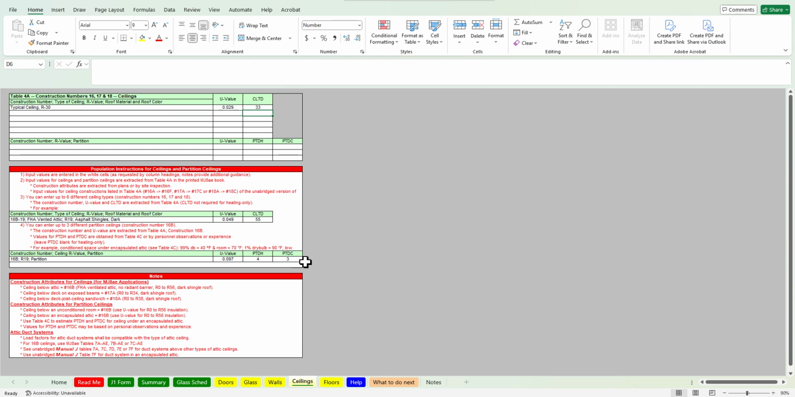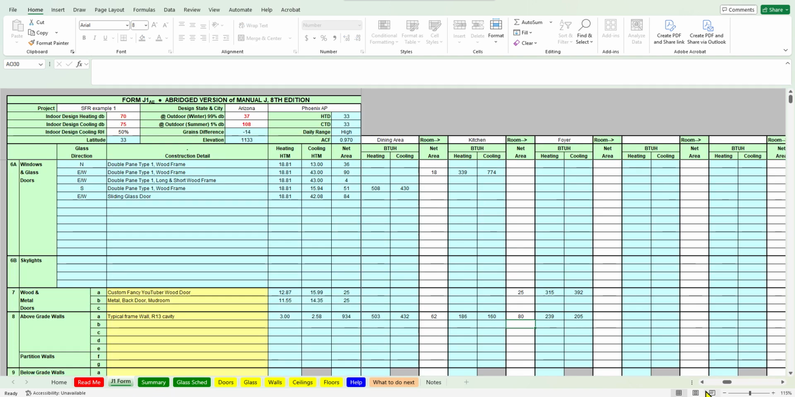And so what in the world is this? Well, CLTD stands for cooling load temperature difference. Basically, it's the temperature that's outside up on the roof compared to the temperature right inside the home. Okay. So now that we've got our ceiling value, let's go back here. Okay.